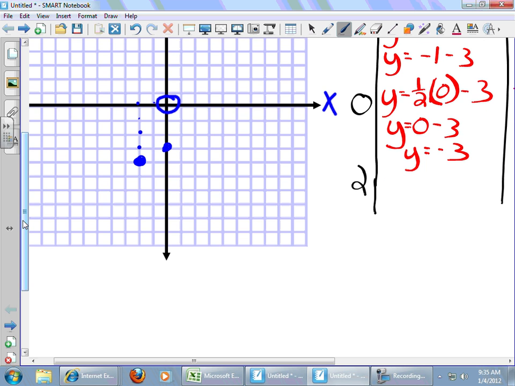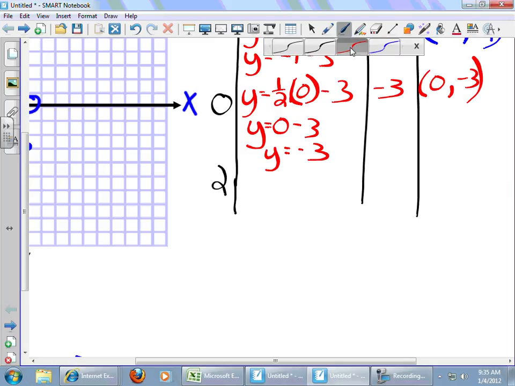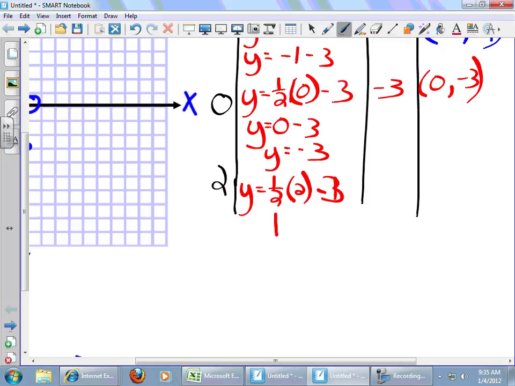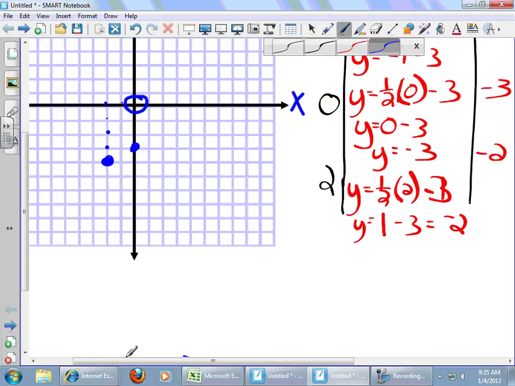Now when I put 2 in, I'm going to get y equals 1/2 times 2 minus 3. 1/2 of 2 is 1. Minus 3 would be -2. So y is going to equal -2. That means the point 2, -2 is on my graph. Let me plot that point. 2 to the right and down 2, and there we go.